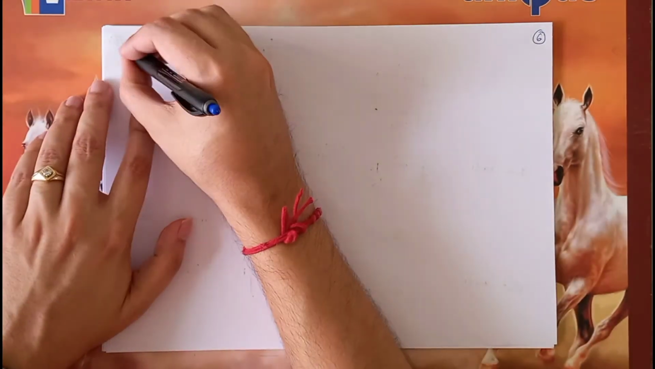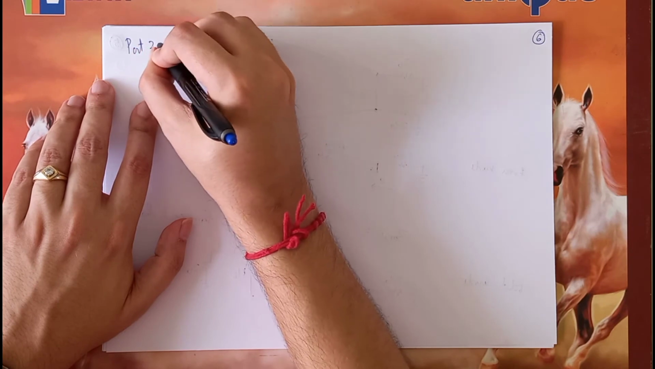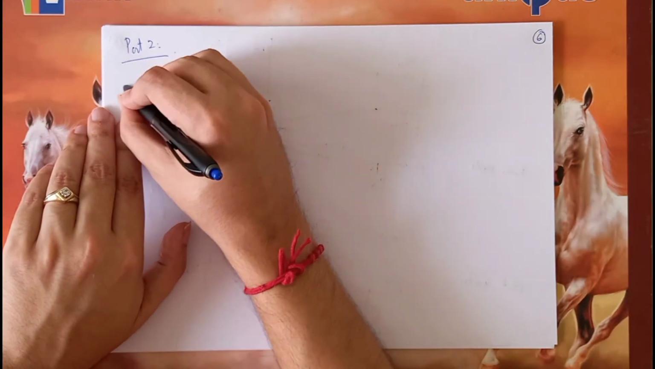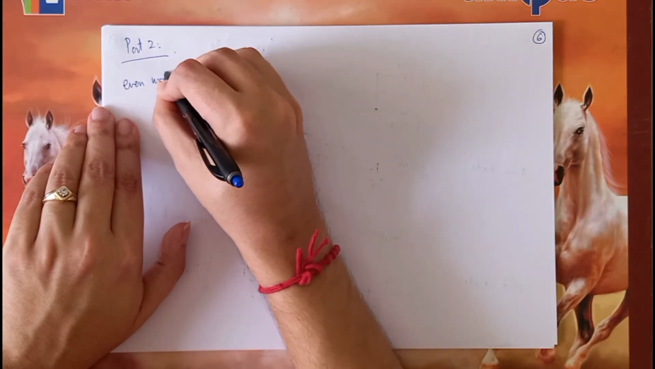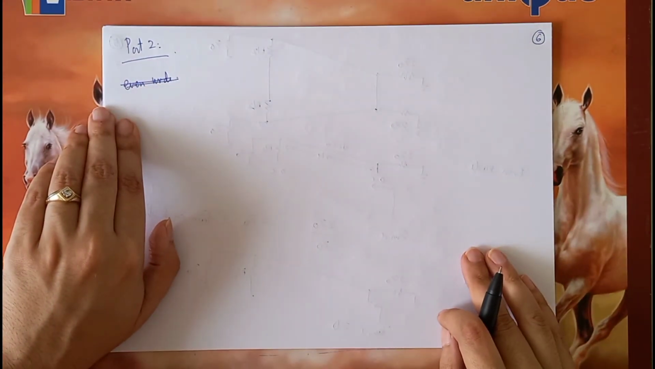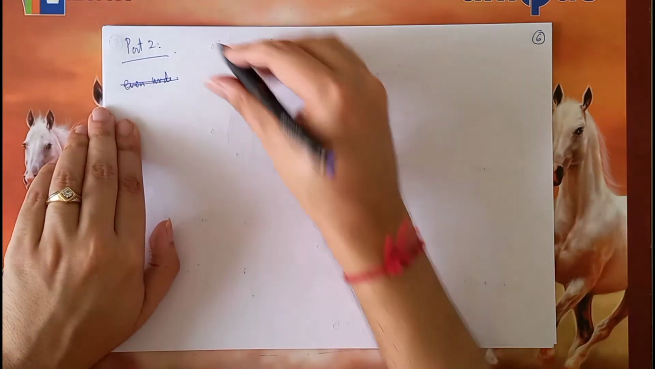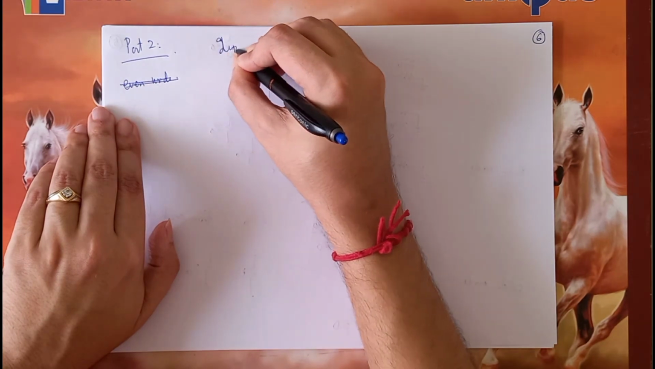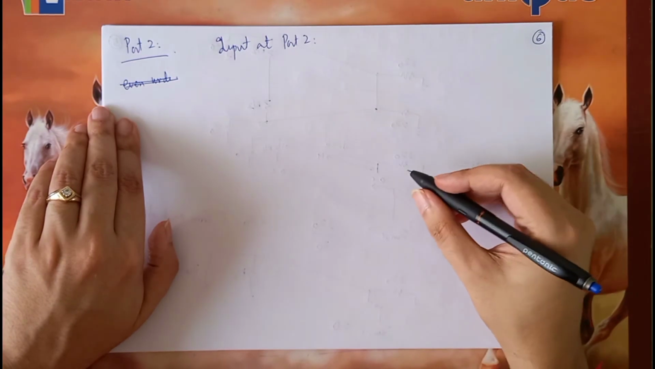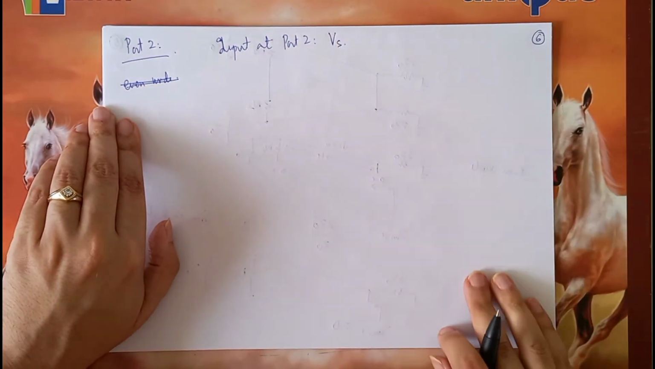Let's look at port 2. So in the even mode, or let us say, forget the even mode, let us say we give some input at port 2. Let us give some voltage source over here, let's call it as Vs.